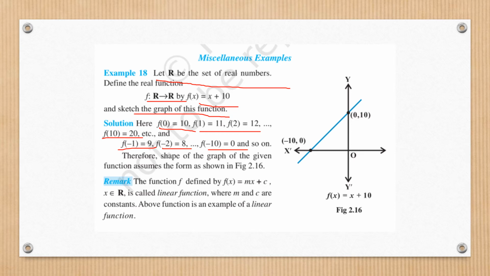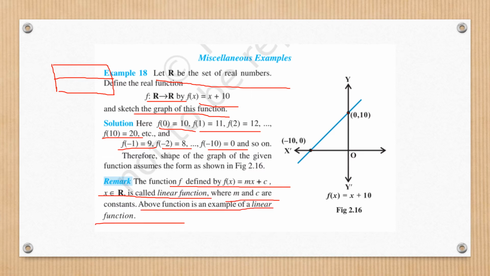As you plot the table, you can frame a table as you have plotted while plotting the graph. Generally you just need two values, as we did in our linear inequalities also. You need two values where it is touching the x-axis and y-axis. So when x is 0, it will give you 10, and when x is minus 10, it will give you 0. So this is how the graph is sketched. The function f defined by f(x) equal to mx plus c, x belongs to R, is a linear function. Why? Because it's a linear polynomial, where m and c are constants, and the above function is an example of a linear function.